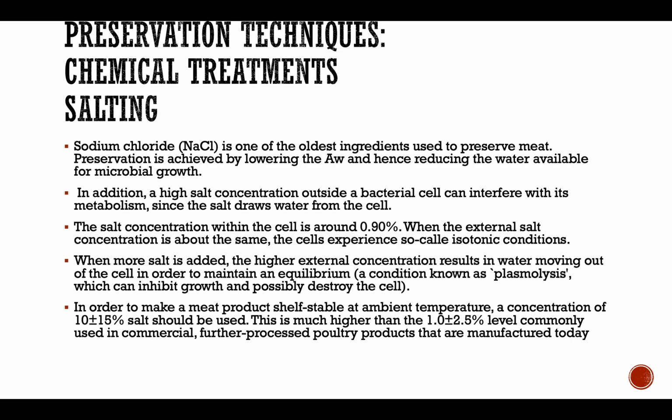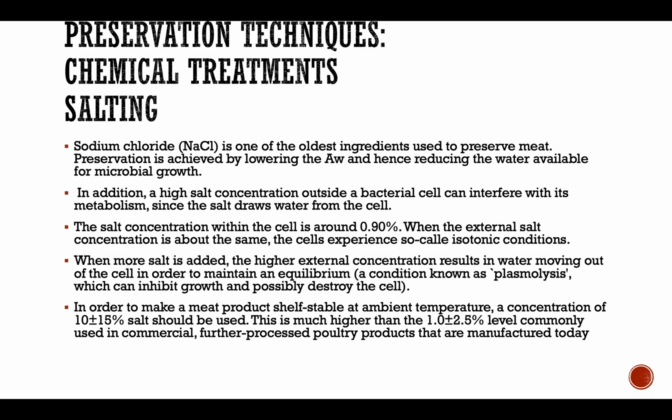Some chemical treatments used for meat preservation are: first one is salting. In salting, sodium chloride is one of the oldest ingredients used to preserve meat. Preservation is achieved by lowering the water activity, hence reducing the water availability for microbial growth. In addition, a high salt concentration outside a bacterial cell can interfere with its metabolism since the salt draws the water from the cell.